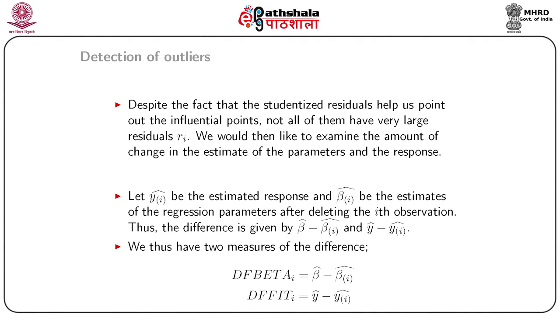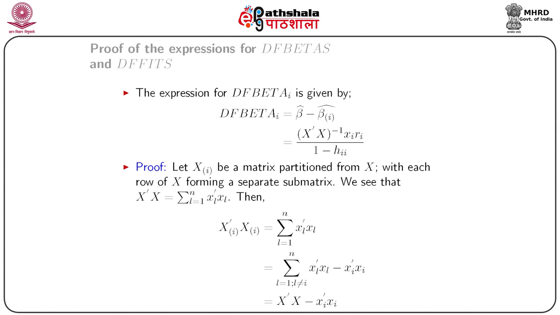the ith observation. The expression for DFBETA is given by β̂ minus β̂_(i), and the actual expression for DFBETA in terms of the explanatory variable and the design matrix can be written as (X'X)^(-1) x_i r_i divided by 1 minus h_ii. Now let us derive this expression of DFBETA.